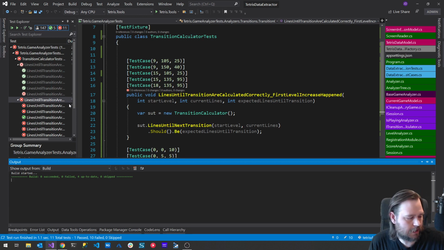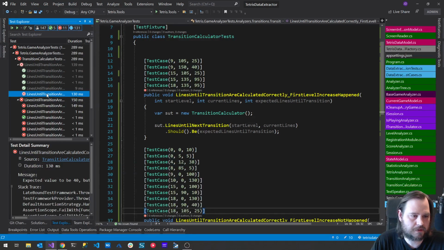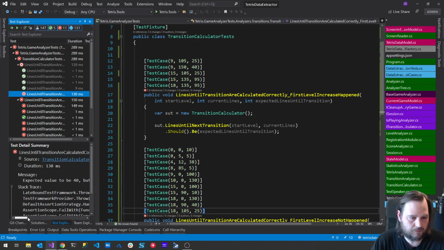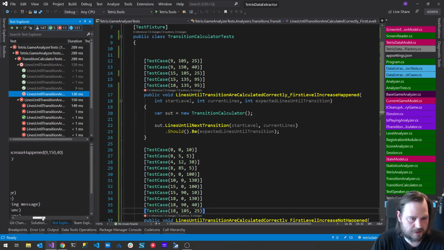Gosh darn it, Tetris. Why can't you follow simple rules? Okay, what's the problem here? This could just be me setting up the test data wrong. Expected 40, but found 0. Well, what is this? At 150 lines at level 9.